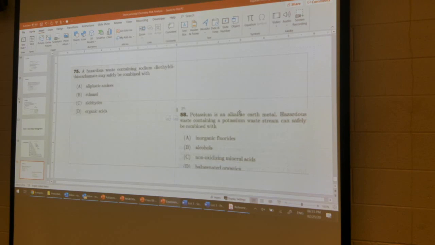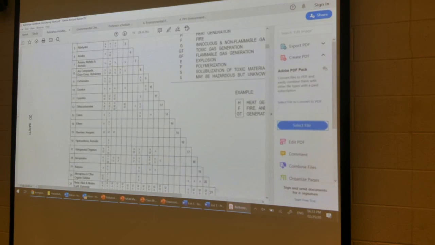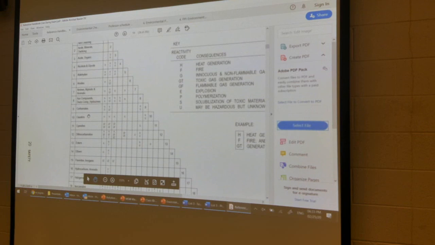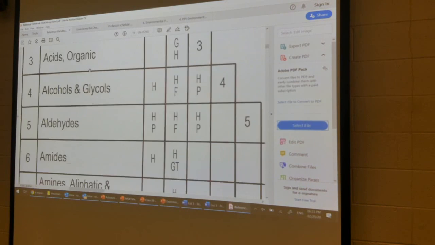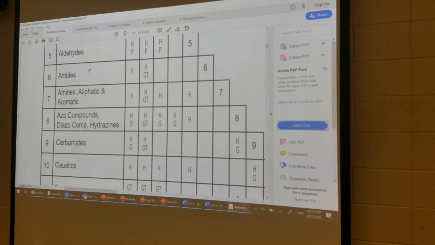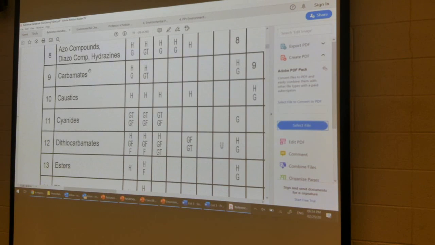Just look at the table. First, we're talking about sodium diethyl thiocarbamate. Okay, is there anything similar like that in the table? Let's see. Starting from the top: acid minerals, organic acids, alcohols, aldehydes, compounds, hydrogens. Oh, dithiocarbamates. That's the guy. So that one is a sodium something dithiocarbamate. It's there. It's one category.